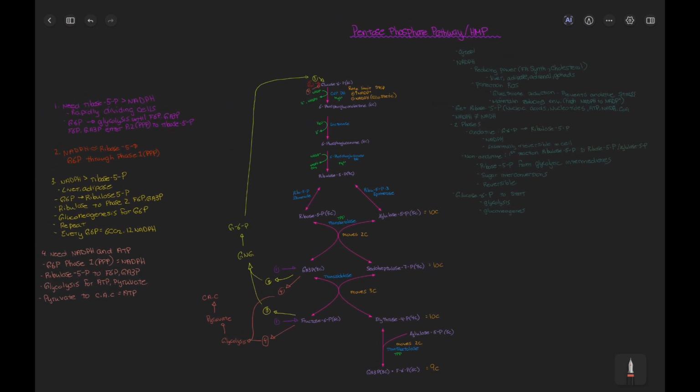So that's the pentose phosphate pathway, where we go from glucose 6-phosphate to ribulose 5-phosphate to get that NADPH, with the ribulose 5-phosphate then going through further reactions to generate those glycolytic intermediates that can then be used for ATP generation or regeneration of glucose 6-phosphate for continued NADPH production.